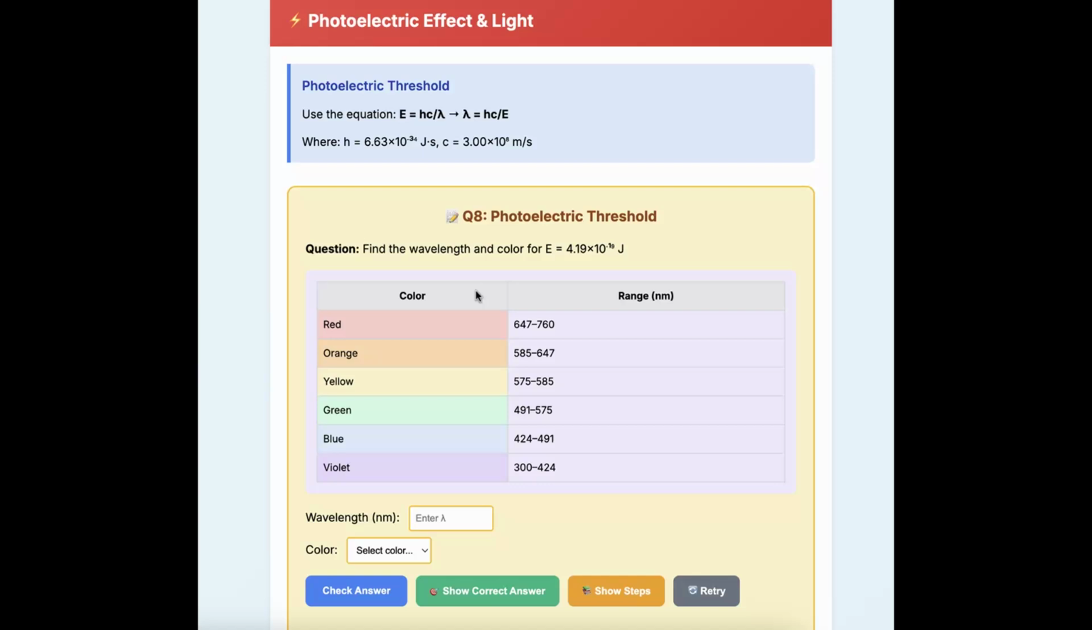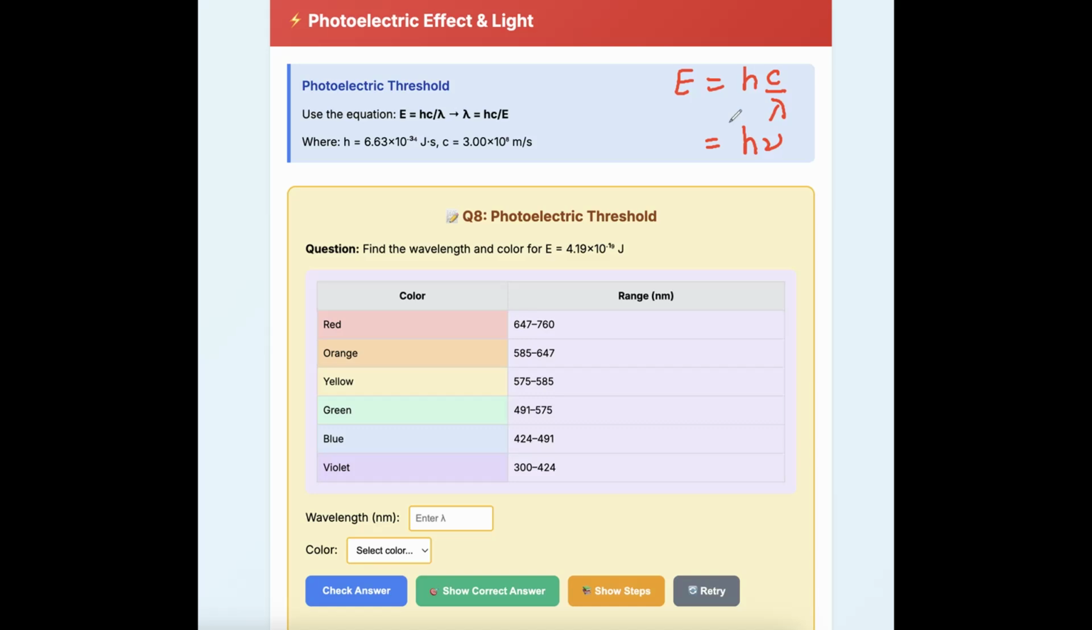For question number 8, we need to know the photoelectric threshold. So we use this equation: E is equal to h, this is Planck's constant. Energy is equal to h multiplied by c, the speed of light, divided by lambda. If you don't have the wavelength, you can get it from the frequency as h multiplied by the frequency. So it's either Planck's constant multiplied by frequency, or multiplied by the speed of light over the wavelength.